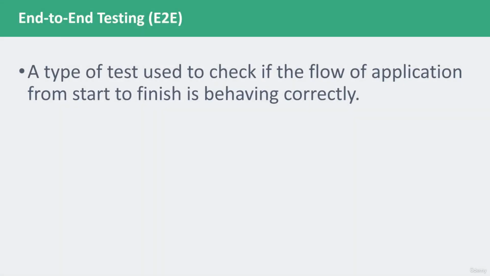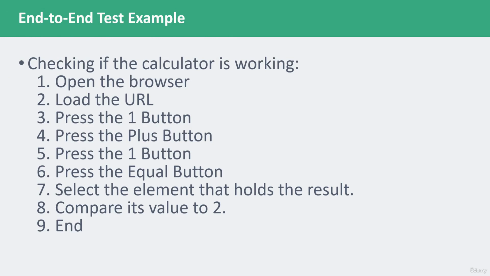The first type of test you'll become familiar with are end-to-end tests. An end-to-end test is used to check if the flow of the application is behaving as expected from start to finish. The purpose is to make sure things look like they're working from the user's perspective. Here's an example of what an end-to-end test could look like. When writing tests, you need to think of them as a series of steps. Let's say we wanted to write a test for checking if a calculator can return the sum of 2 values.